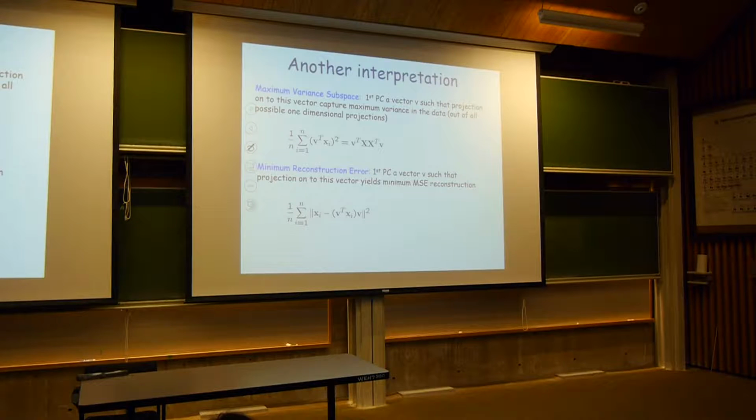Okay, so let's spend a couple more minutes on this. For simplicity, let's think about the first principal component. As we already mentioned, in the first interpretation about learning representations, the first principal component was just the vector v such that the projection of the data onto this vector captures the maximum variance of the data possible out of all possible one-dimensional projections.